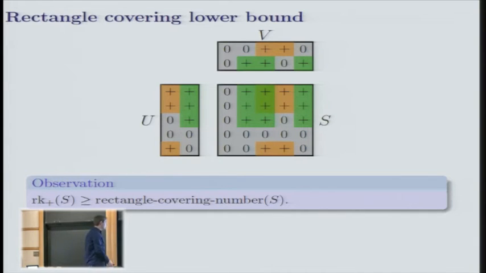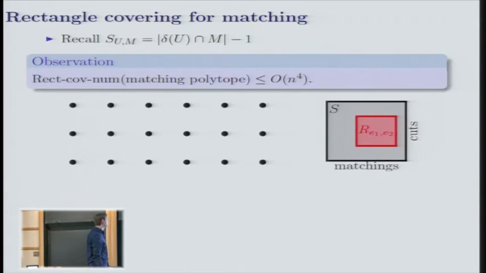Okay. So the first obvious idea would be, if you want a lower bound for the perfect matching polytope, look at the slack matrix. What's the rectangle covering lower bound for that? Okay. So let's do that. And let's see why we fail.